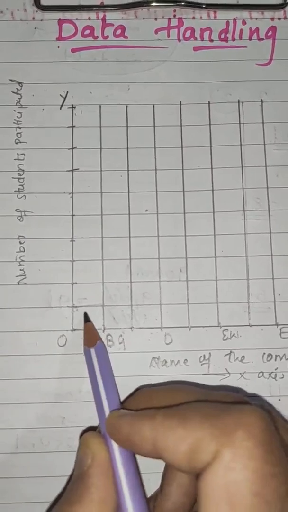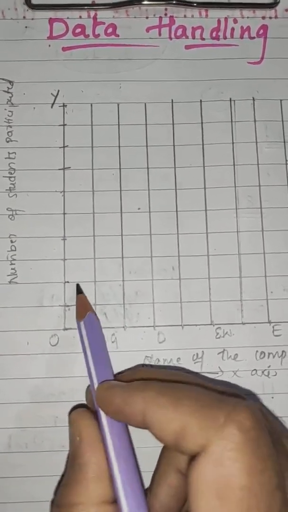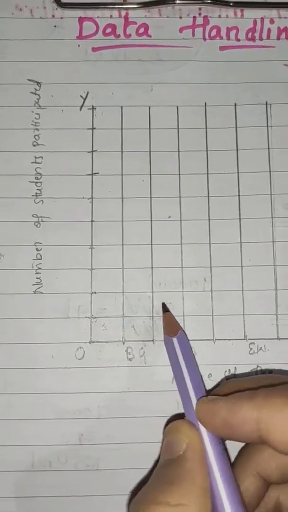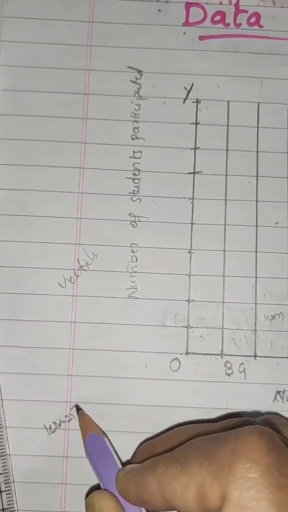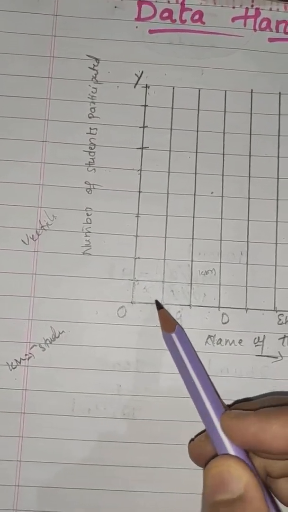So this box is 1 centimeter, and again this box is 1 centimeter. Here we are having a 1. This one box is of 1 centimeter. So 1 centimeter we can take as 5 students. For 1 centimeter, I'm going to take 5 students, because we are having a larger number of students here. So I will take this 1 centimeter as 5 students.